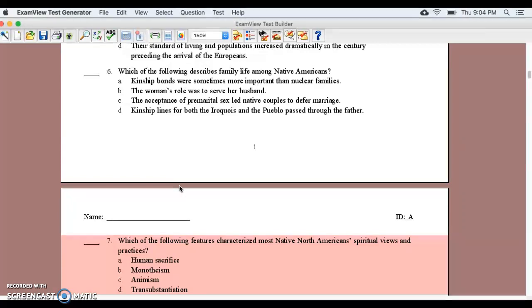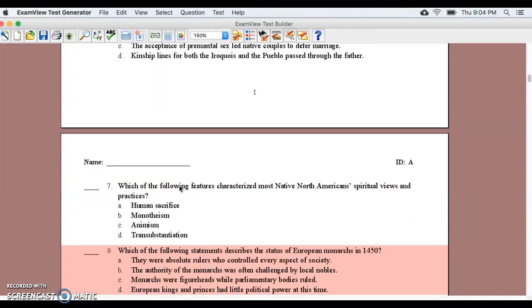Again, look into that one. It's right there in the text as far as the rituals and the spiritual views that existed. Which of the following statements describes the status of European monarchs?